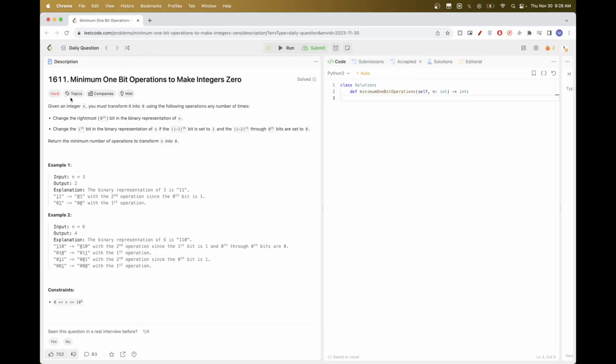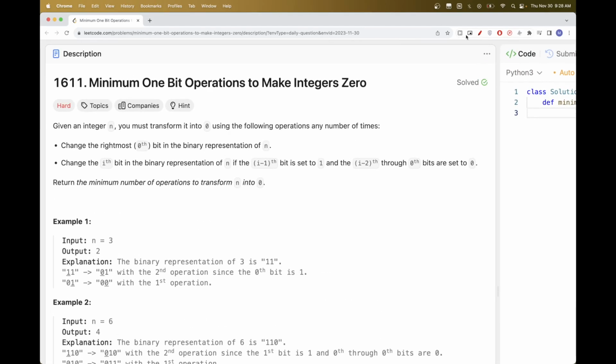Hello, so today we are going to do this problem, which is part of the Leetcode Daily Challenge: Minimum Number of 1-bit Operations to Make Integers Zero. So let's first explain what it is. You get a number n, which represents a binary. For example, 3 represents 1, 1, and you want to get that to all 0s in the binary representation. The goal is to find the minimum number of operations to get it to 0.